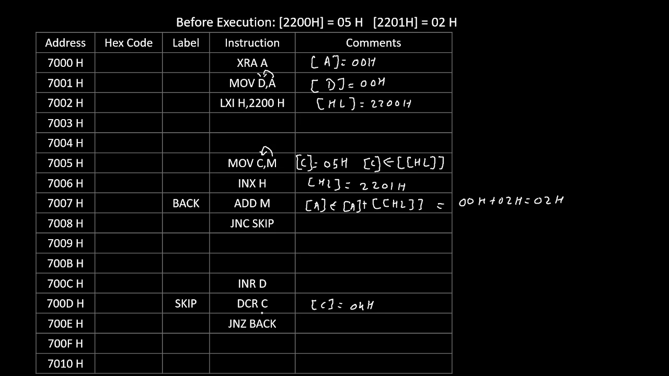Now we will continuously check whether the counter has become 0 or not by writing the instruction JNZ back. JNZ stands for jump if not zero. If this counter is not 0, then go back, and we will go back to perform repetitive addition. So we are going back and again performing addition. How many times will we perform addition? Five times. At a particular time, our counter will become 0 and we will come out of this loop. And we know that now the D register is holding our carry value and the accumulator is holding our sum value.